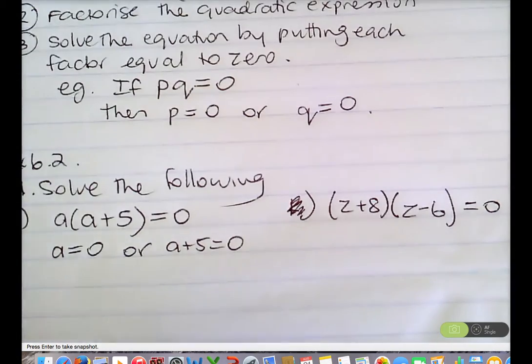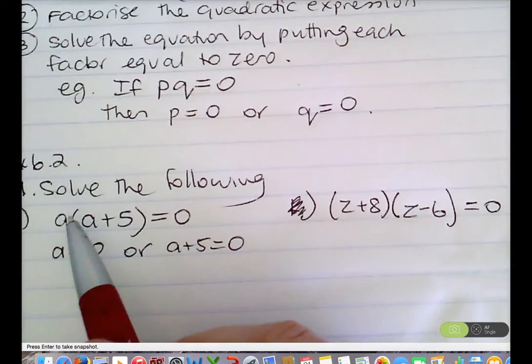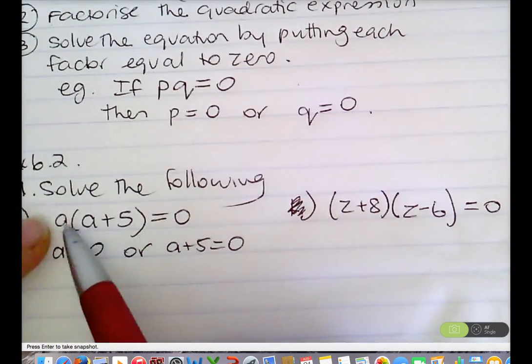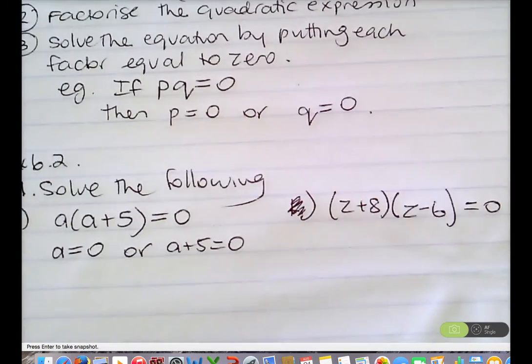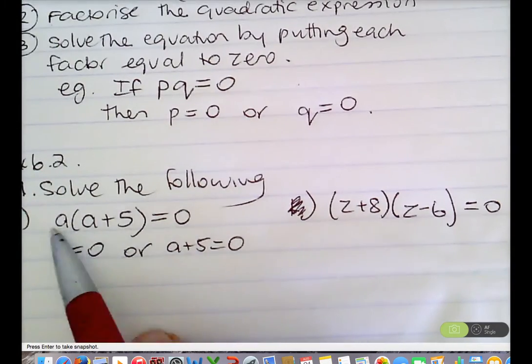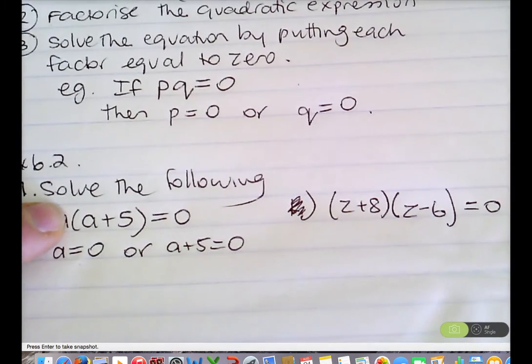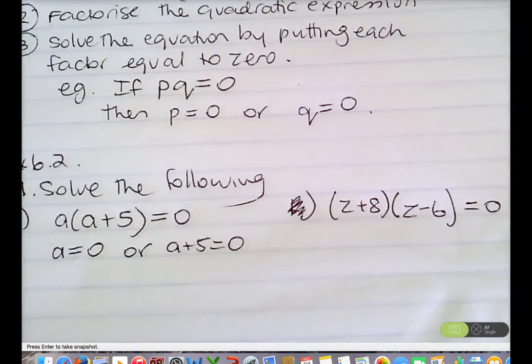Girls, you know a bracket a plus 5 means a times a plus 5. So if a times a plus 5 is 0, then either the a is 0 or the a plus 5 bit is 0. Does this make sense? Because if you're multiplying these two things by each other, I don't want it expanded. A bracket a plus 5 means a times all of a plus 5. And if the answer to that problem is 0, then either the a has to be 0 or that a plus 5 bit has to be 0.